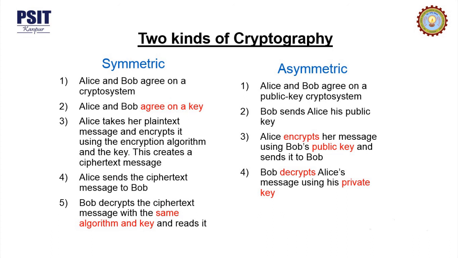In asymmetric cryptography, Alice and Bob agree on a public key cryptosystem where everyone has their own pair of public key and private key. Bob sends Alice his public key. Alice encrypts her message using Bob's public key and sends it to Bob. Then Bob decrypts Alice's message using his private key. So this is the structure of asymmetric key cryptography. With the help of this example, I have tried to explain all the things related to symmetric key cryptography and asymmetric key cryptography. Thank you very much.